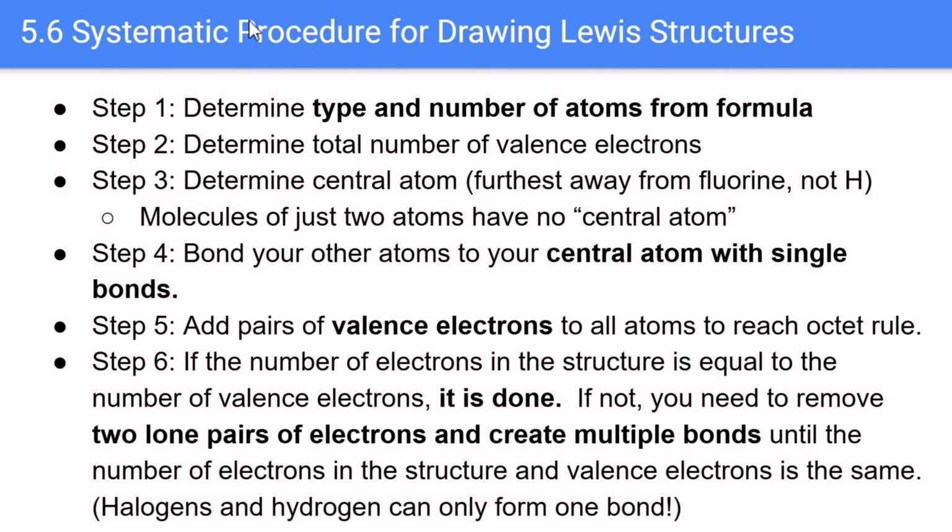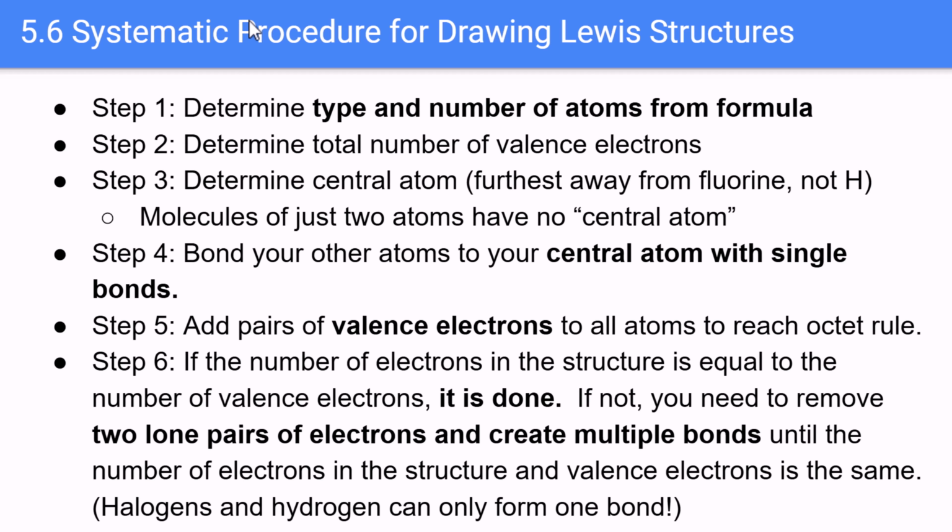Step 1: determine the type and number of atoms from the formula. Break down the chemical formula you have and write out the number of atoms and each atom that's present. So if you're looking at a chemical compound with H2O, write out the fact that you have 2 H's and 1 oxygen.